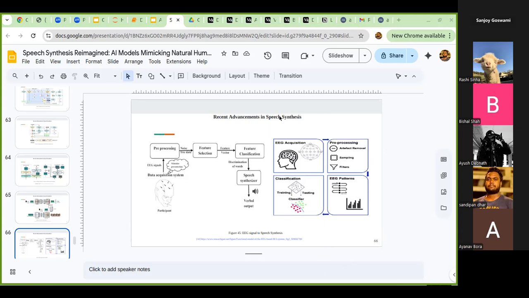Now you will find that the lady is thinking something. She is unable to speak, but the model is decoding it and generating the avatar.